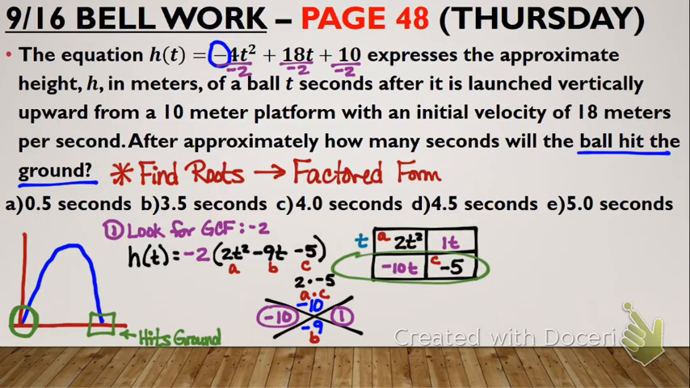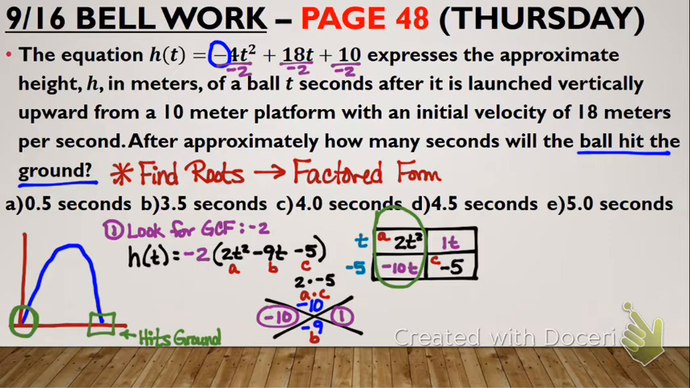A lot of people will want to put a 10 out at the front, but that's not right. -5. Some people get into the habit of just whatever they see, they pull out. It has to go into both pieces. If it doesn't go into both pieces evenly, you can't take it out. It's just like a GCF. All right, then we're going to go vertically.